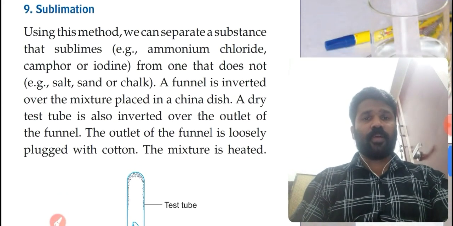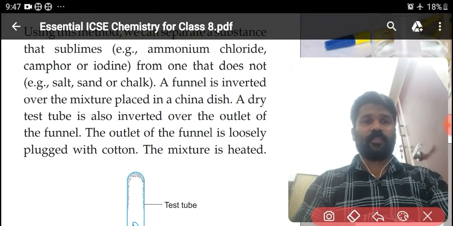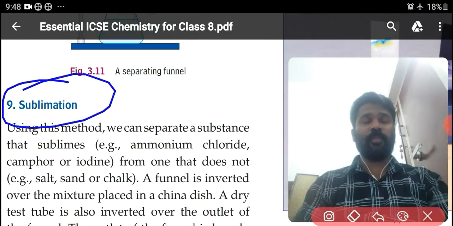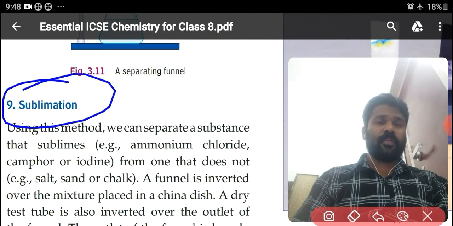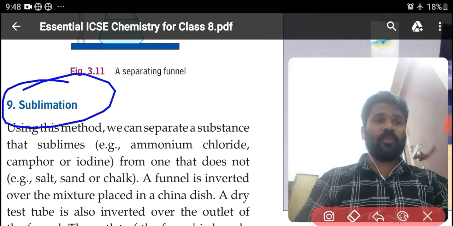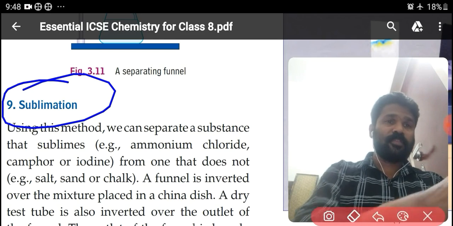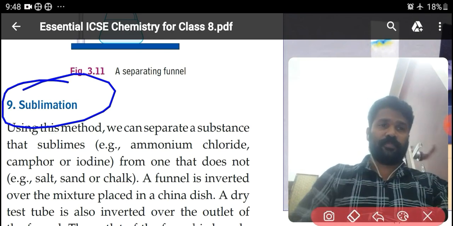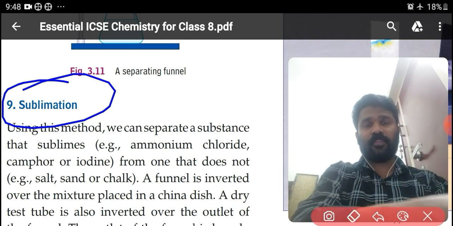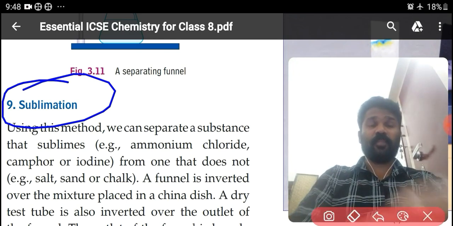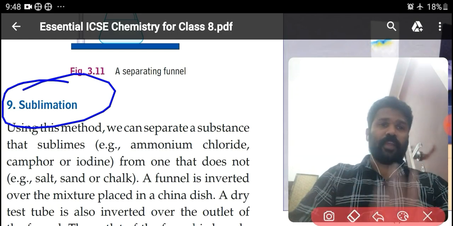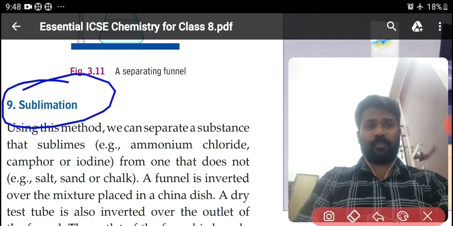Now we are going to discuss the sublimation process. Sublimation. What do you mean by sublimation? In 7th class also we have discussed sublimation. The process of changing solid to gas directly. Clear? In this process, the solid directly changes to gas, and vice versa, gas directly changes to solid. That is another method that we will discuss. Gas to solid and solid to gas directly, that process is called sublimation.